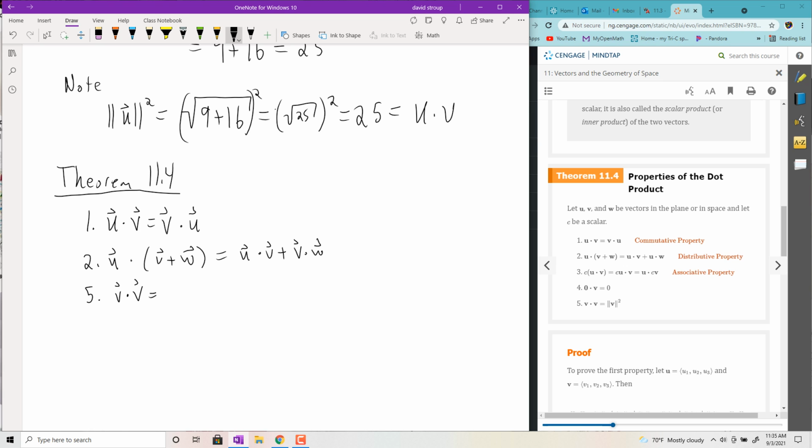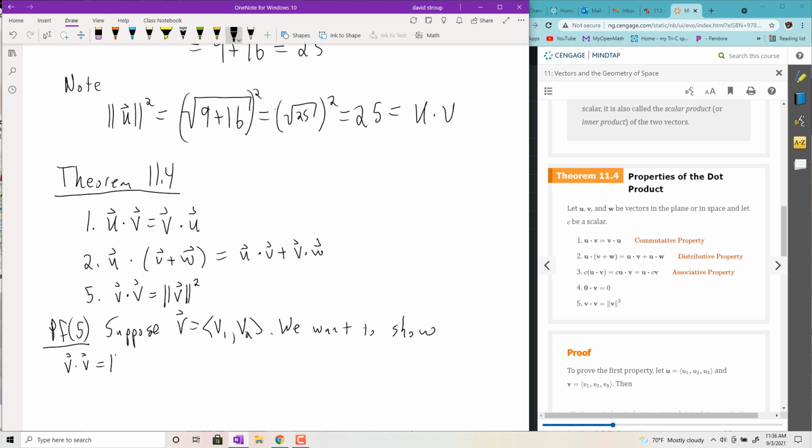Okay, probably the one that's important in the proof we'll see later is this guy, number 5. So you could rewrite the square of the magnitude of the vector as a dot product. Okay, let's prove number 5 while we're here. So suppose that we're working in the plane and our vector v is equal to v1, v2. We want to show that v dot v is equal to the magnitude of v squared.